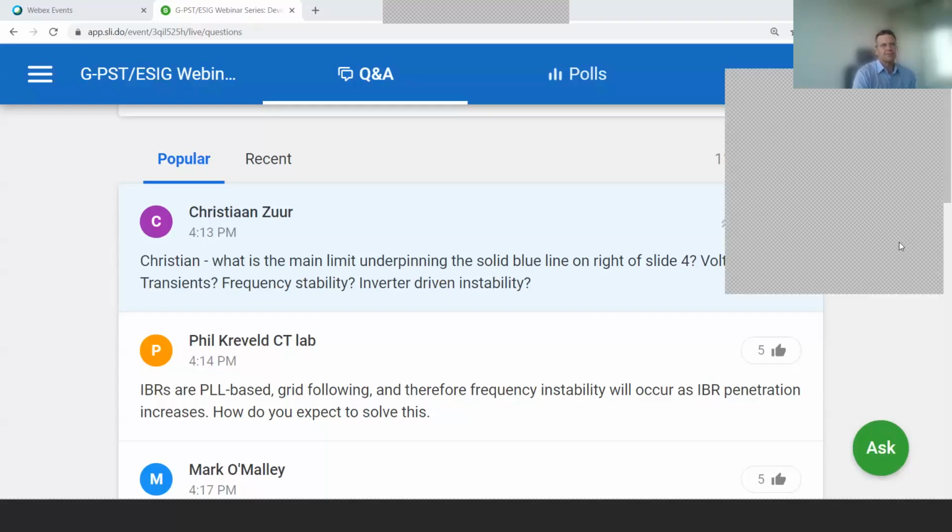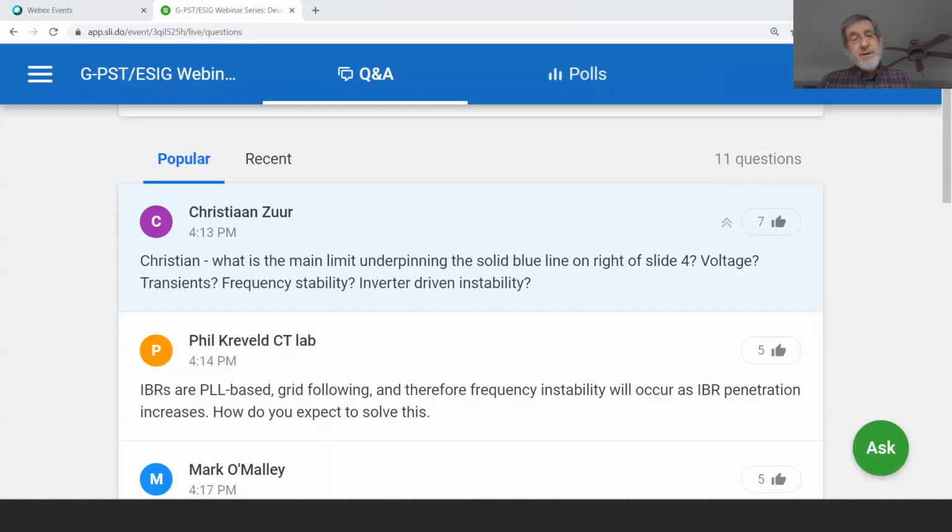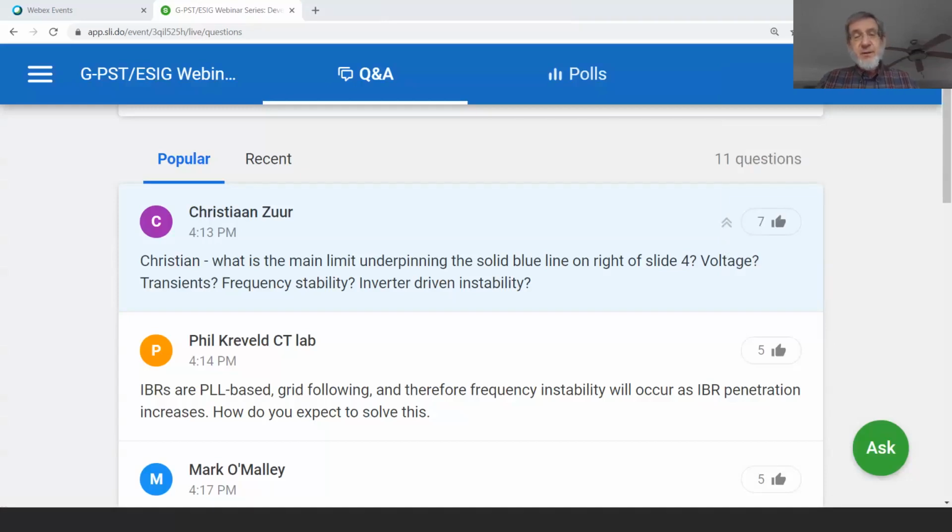Okay, thank you. The next question is related to that, from Phil Creveld. IBRs are phase-lock loop-based grid following, and therefore frequency instability will occur as IBR penetration increases. How do you expect to solve this?